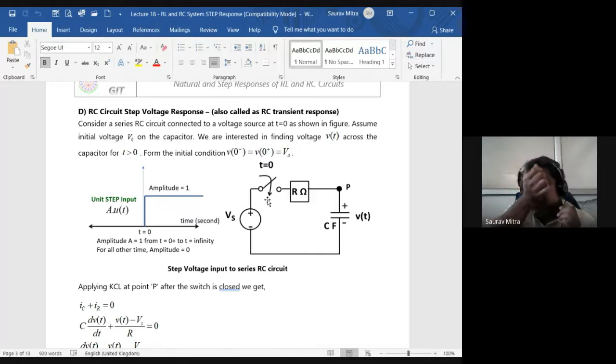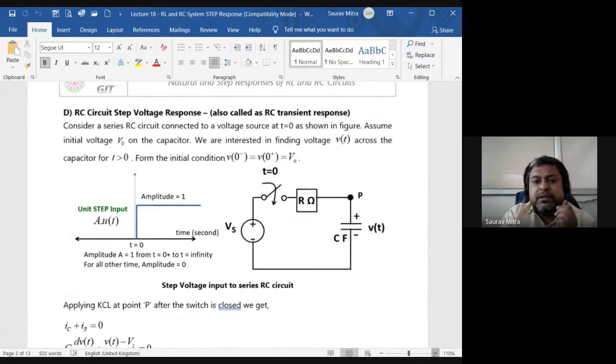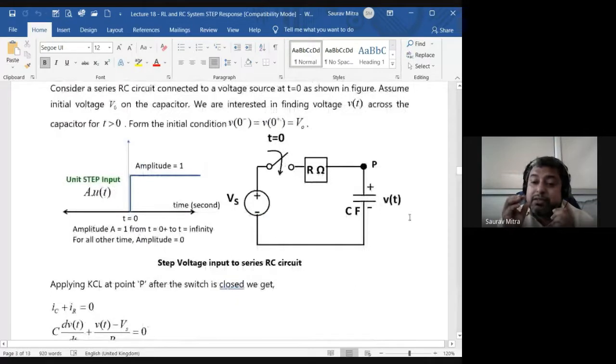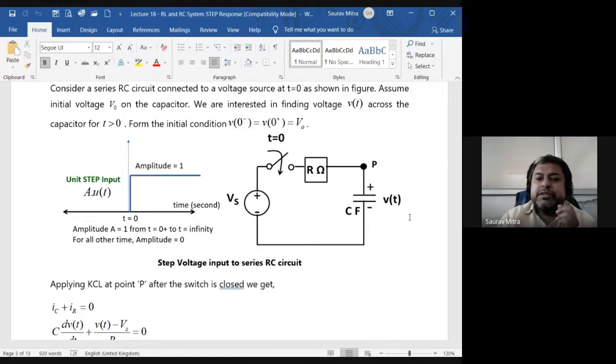There is another assumption: initially this capacitor, C farad, is storing some voltage, and that voltage is called capital V0. I think my notes are visible to you. From the start, the capacitor is storing some voltage. How much is that voltage? It can be 2 millivolt, or 3 millivolt, or 0.5 volt. Some voltage it is storing, and that voltage can be zero also. So we will treat the initial voltage as V0.